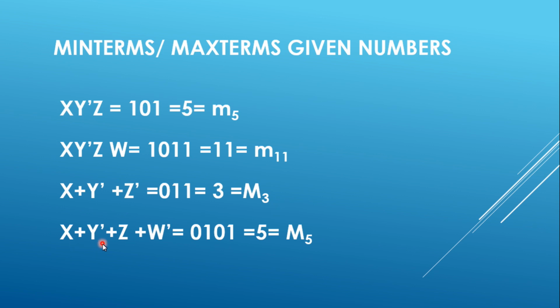Another max term, so it is x plus y bar plus z plus w. Now x means, because it is a max term, x will be taken as 0, and y bar is 1, z is 0, and w bar is 1. So it will be 0, 1, 0, 1, which is 5. So it will be capital M5. That is how a max term is represented.